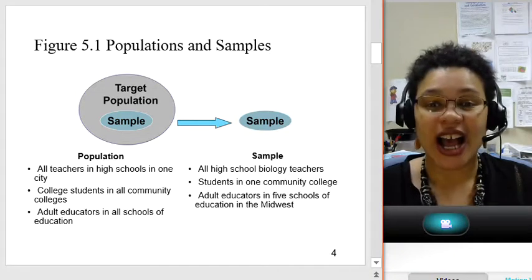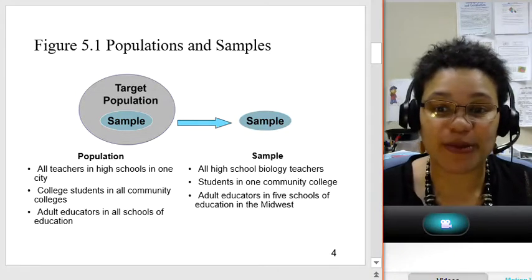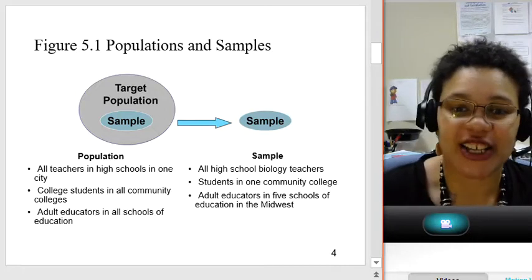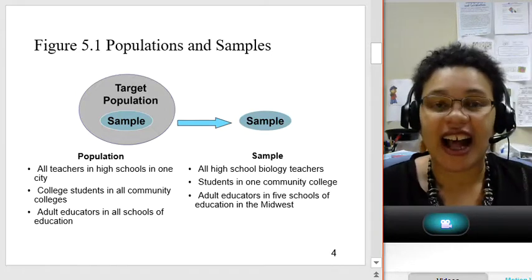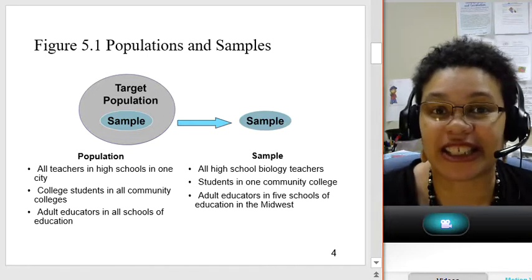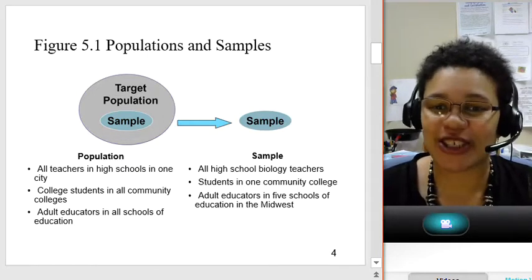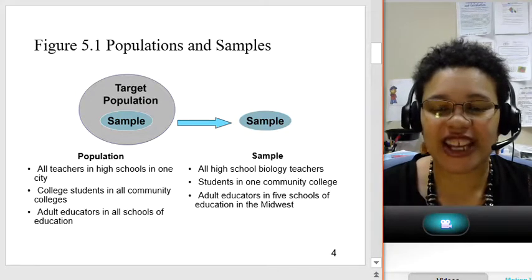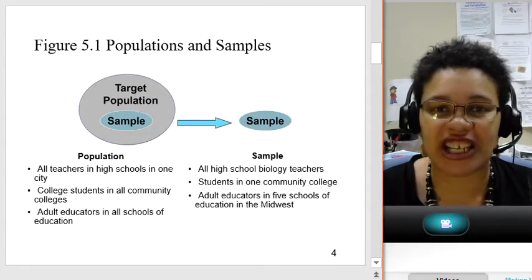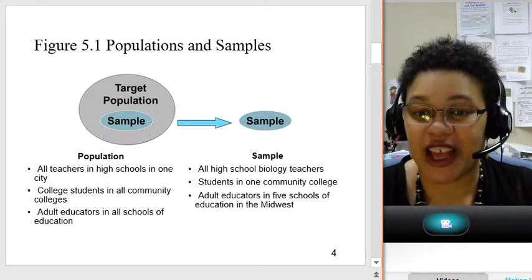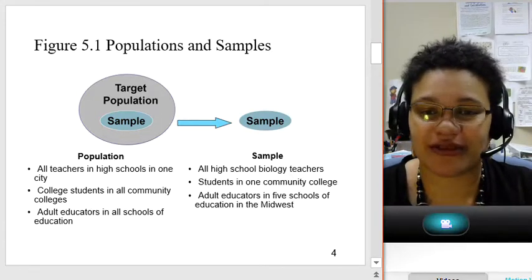How about adult educators in schools of education? Am I going to go to every single school or college of education in the U.S.? No. Maybe I'm living in the Midwest, say South Dakota, where it's very cold right now. And maybe I'm going to choose educators that are in the 5 schools of education nearest to me, where I am, in the Midwest, where it's very cold.